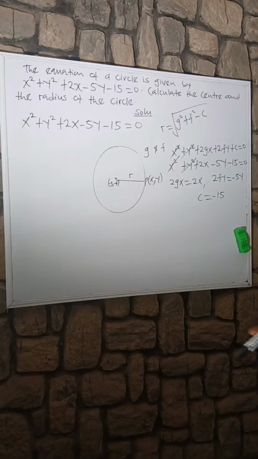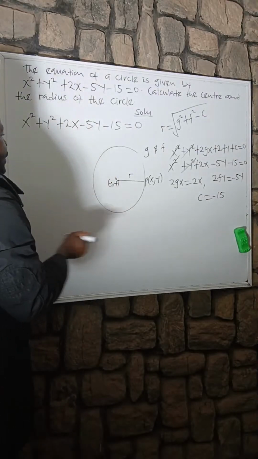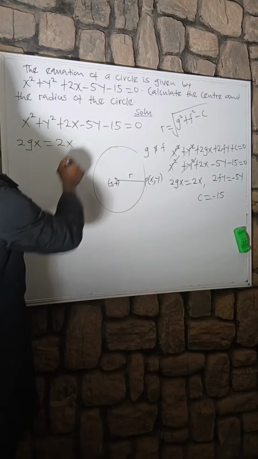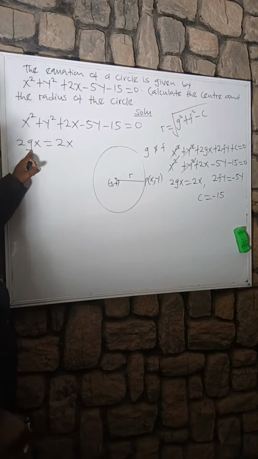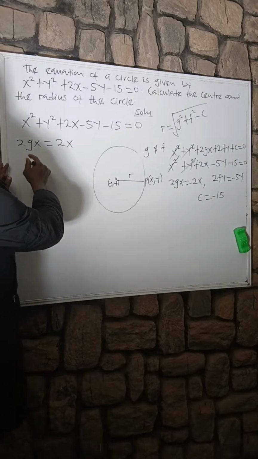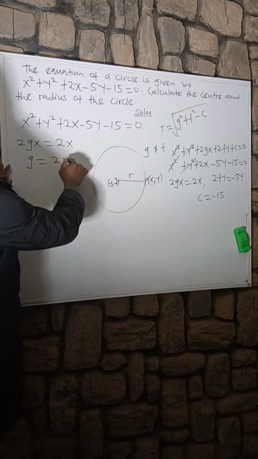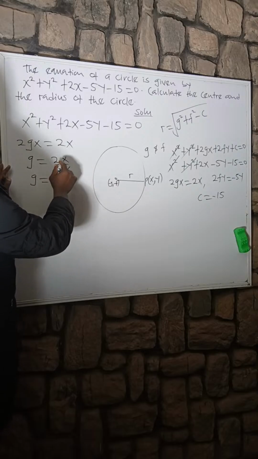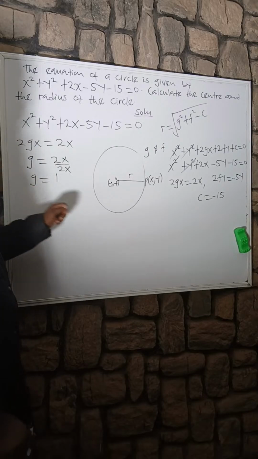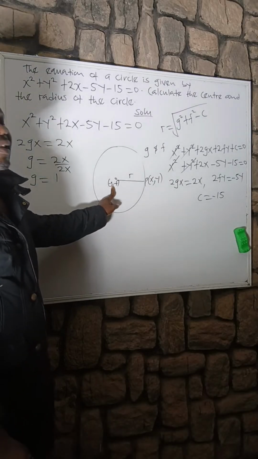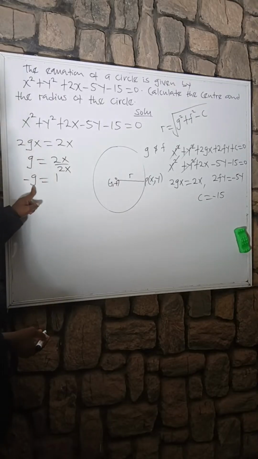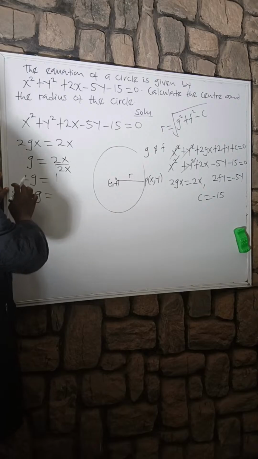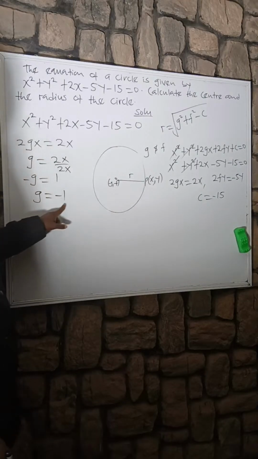So now what we need to do here is, when you have 2gx equals 2x, if you want to obtain g, you divide through by 2x. So our g will now be 2x all over 2x. So g is equal to what? 1. But note that the center is always negative. So here is negative g. If you want to obtain g, you multiply by the negative. Here we are going to have minus 1.